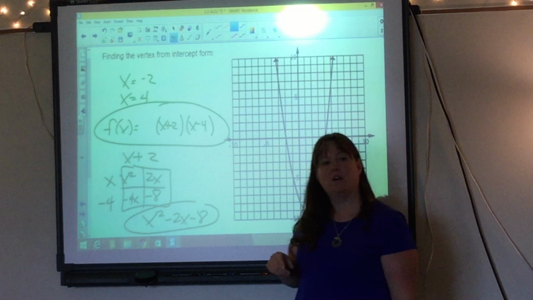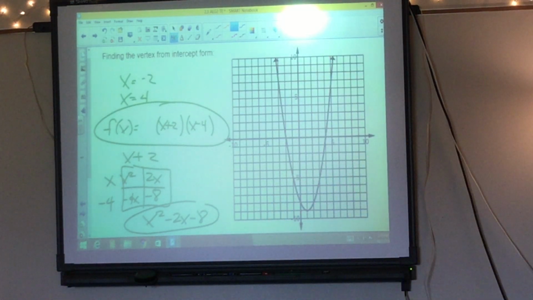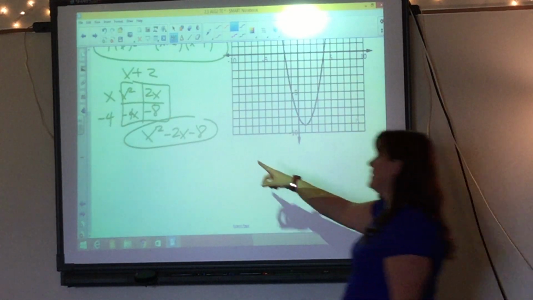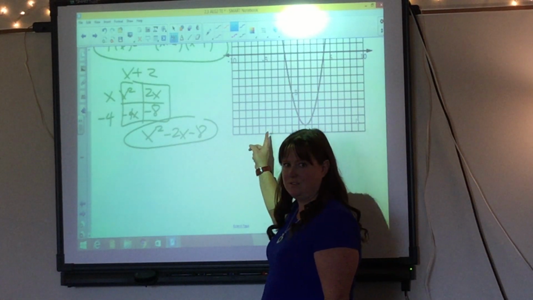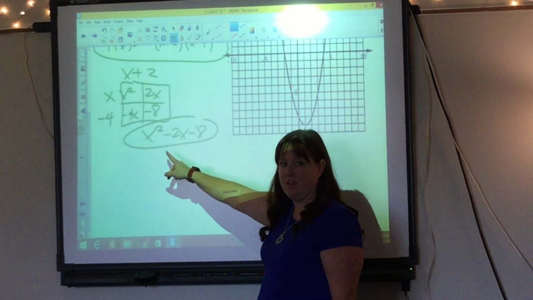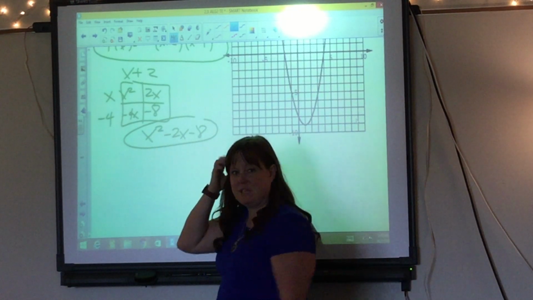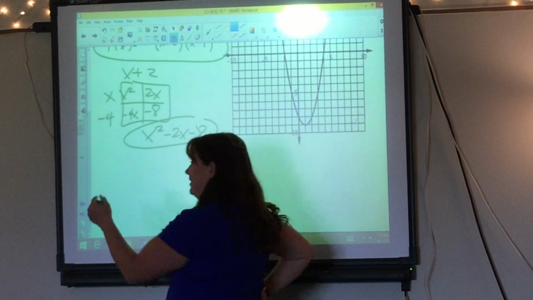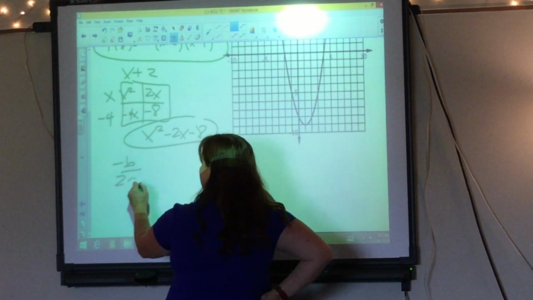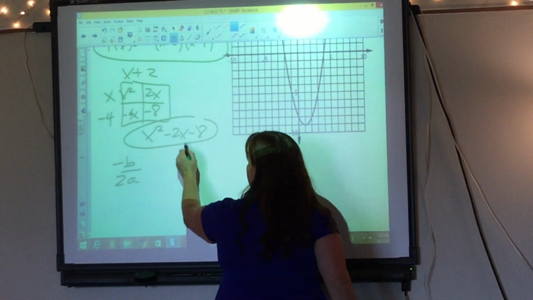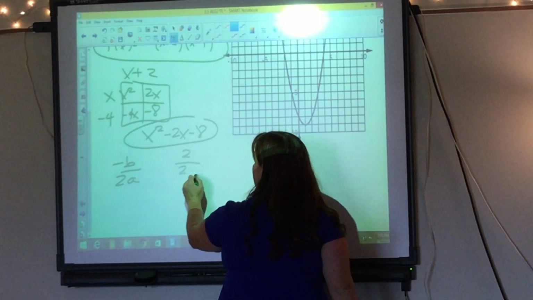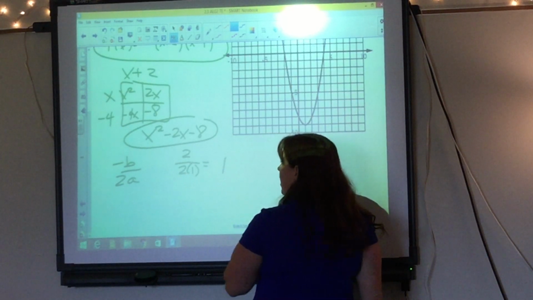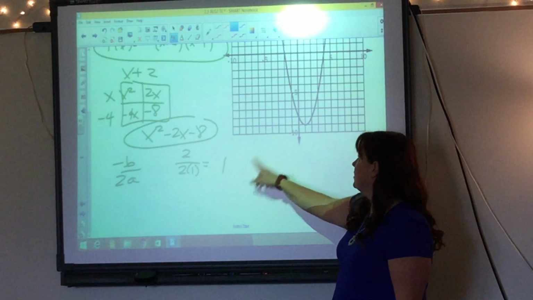Okay, so let's do one more thing. Let's practice finding the vertex from standard form. Do you remember how to find the vertex from standard form? The b thing. Yes, negative b divided by 2a. So I have positive 2 over 2 times a, which is 1. Easy. Negative b over 2a. So I have 1, so my vertex should have an x coordinate of 1.